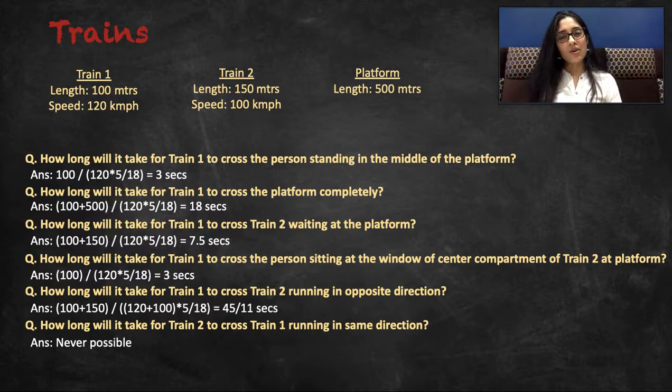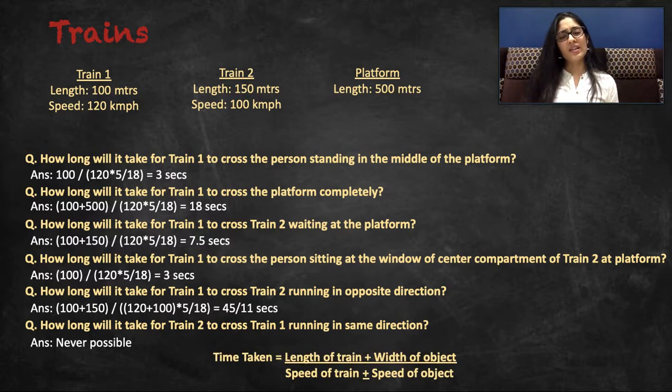Alright, so after seeing all of these things, we can conclude that for any questions related to trains, time taken can be calculated as length of train plus width of object divided by speed of train plus or minus speed of object. Now, in the first few cases, we saw that width of object. So, for example, if there is a person, if there is a pole, width of the other object is negligible, which is why that term will be 0. But if we have another train, platform, or a bridge to be crossed, then that distance will also be added.